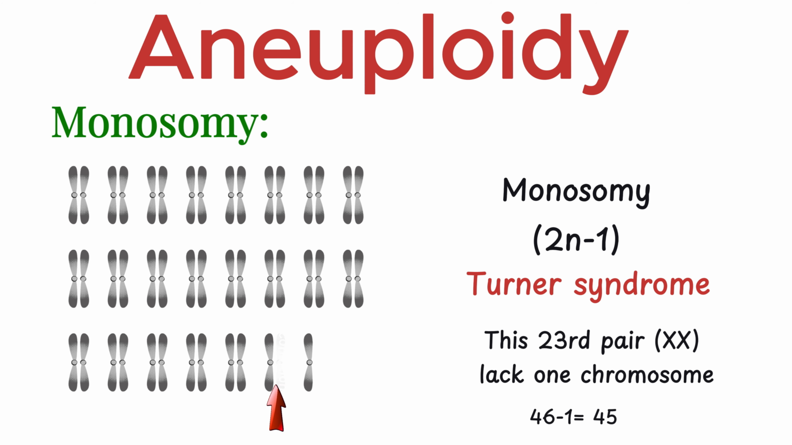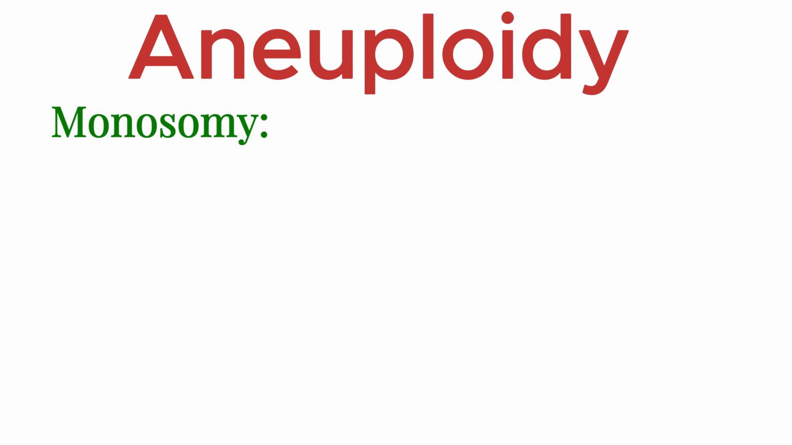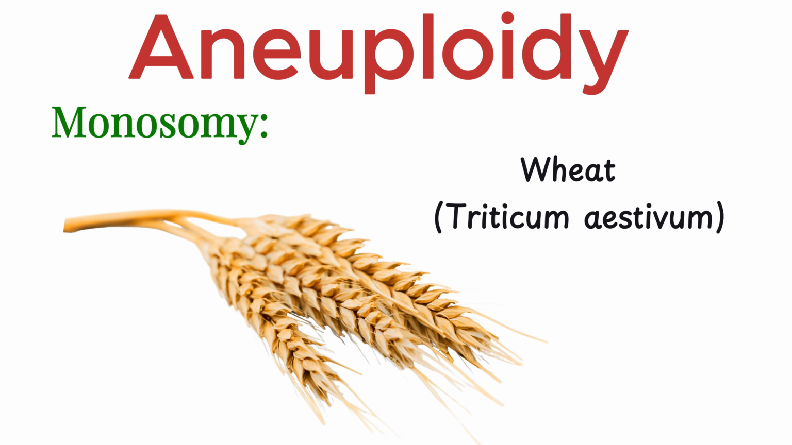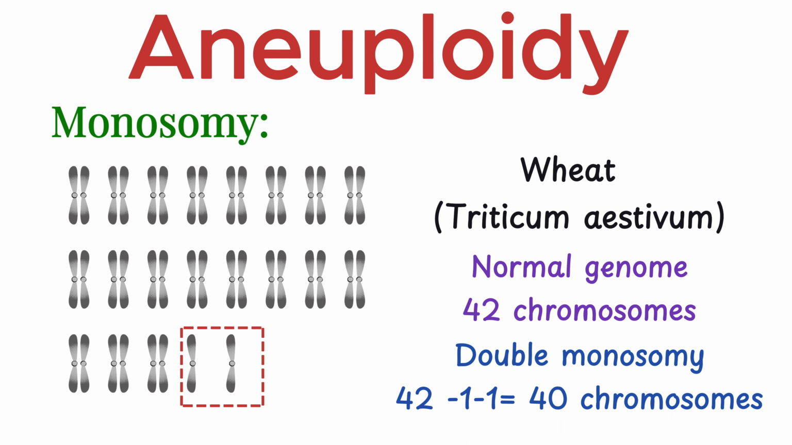If another chromosome from a different pair is also missing, the organism is said to have double monosomy. This means two different chromosomes are absent from the diploid complement. It is written as 2n-1-1, each -1 indicating the loss of a chromosome from a different set. Double monosomy is rare in humans but more common in plants. For example, in wheat, Triticum aestivum, the normal chromosome number is 42. If two chromosomes are missing from two different pairs, then it is called double monosomy. We can write it as 2n-1-1.